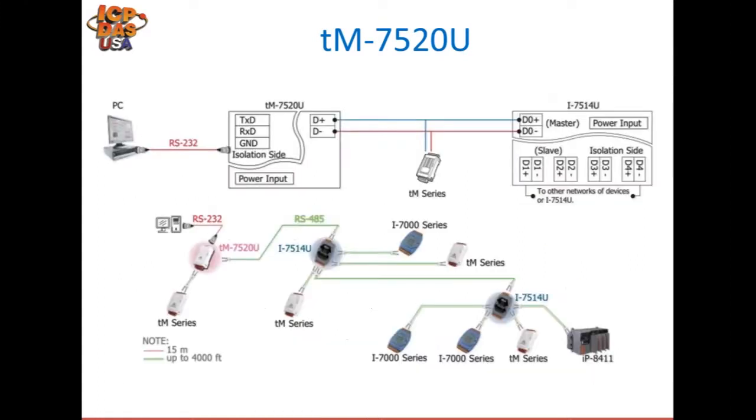Here's an example of a TM7520U application. The TM7520U is connected to an RS-232 port on the PC. Then it communicates to other devices which communicate by RS-485. And again, the benefit of RS-485 is you can daisy chain multiple devices and achieve much longer distances than standard RS-232.